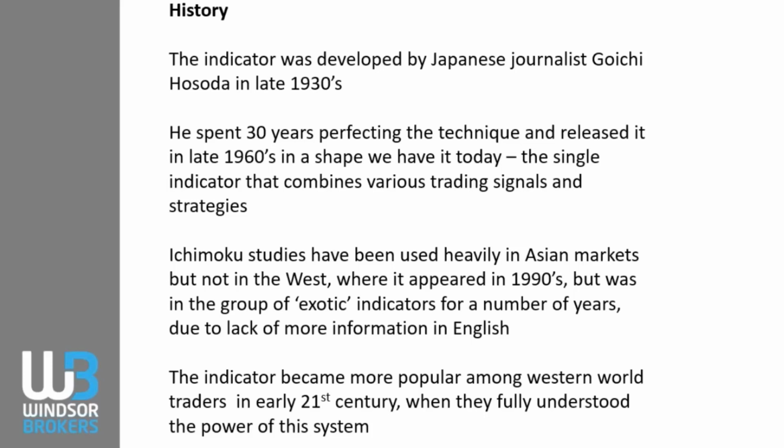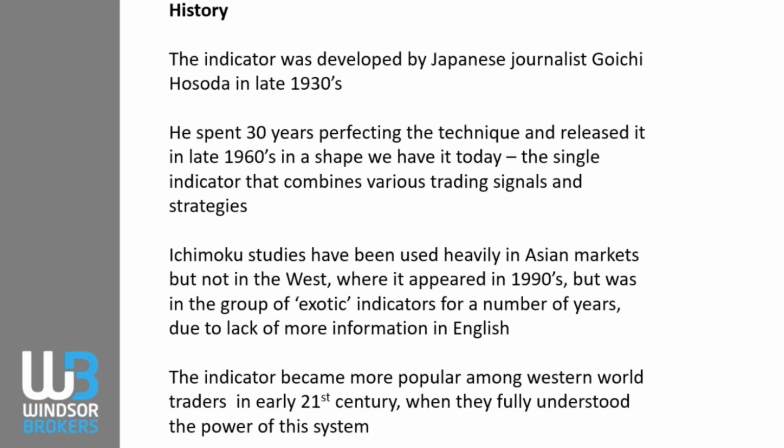In a number of trading rooms, traders and analysts were using Ichimoku studies as a very useful indicator, but it lacked popularity in the Western world, mainly due to insufficient translation of information, basically, on how it works. It appeared first at the beginning of the 1990s, but it was classified in the group of exotic indicators, so something that is new, something that is not checked, something that is not tested.